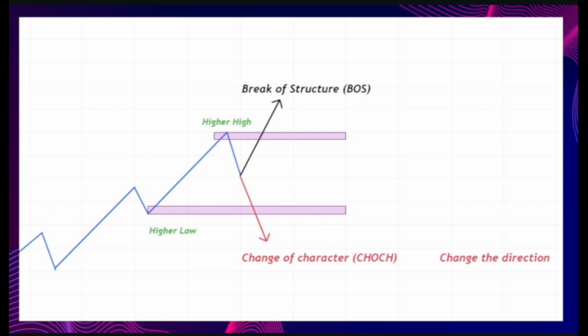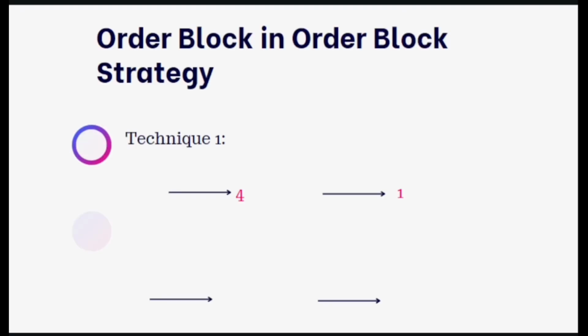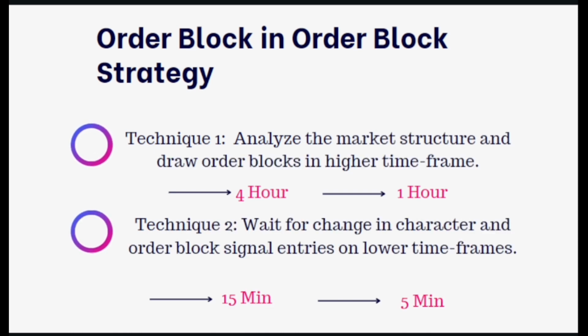Now let's discuss the concept of smart money. This strategy has two steps. First, we analyze the market structure and point out order blocks in the higher time frames. Second, we go to the lower time frame and wait for change of character to appear and look for order block entries. For example, if we pointed out our order block in the 4 hours, we look for entries in the 15 minutes. With this same concept, if the higher time frame is the 1 hour, we look for entries in the 5 minutes. Remember that this strategy is not limited to any time frame, but your entry time frame must be at least 2 times lower than your analysis time frame.